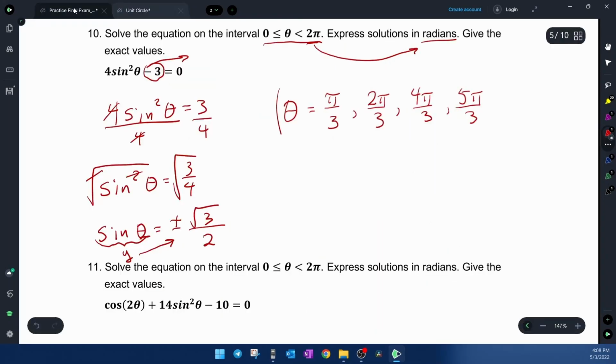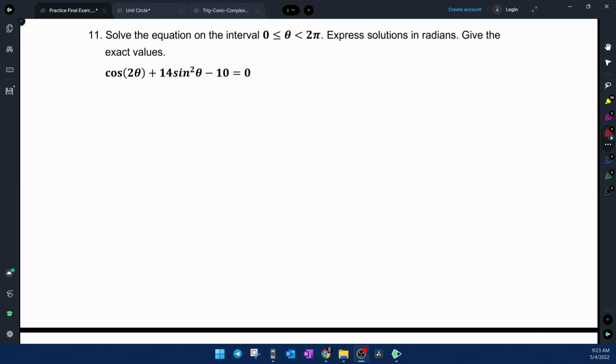And once we have all of those angles written down here, we're going to be done with question number 10. Question number 11. Solve the equation on the interval from 0 to 2 pi. Express solutions in radians. Again, if they tell us to 2 pi, that is an indication that our angles need to be in radians, and they want us to give the exact value.